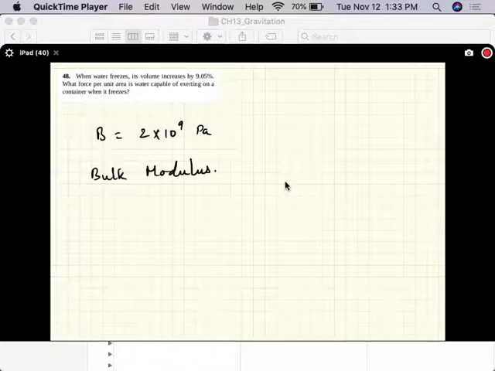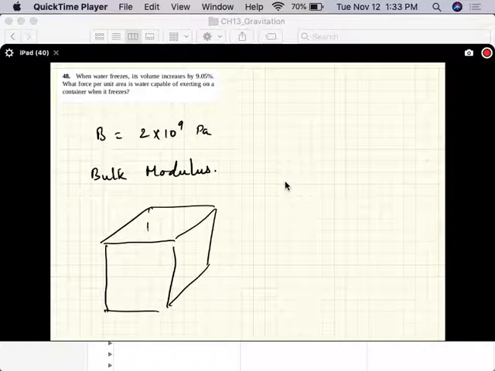Okay, so here's the deal. This is actually quite a good problem. So take a container, fill it with water, and let it freeze overnight. So what the problem is saying is ice is less dense than water. How do you know that? Floats. Yep. So the volume of ice is 9% greater. Okay. So the ice would want to bust out of this container.